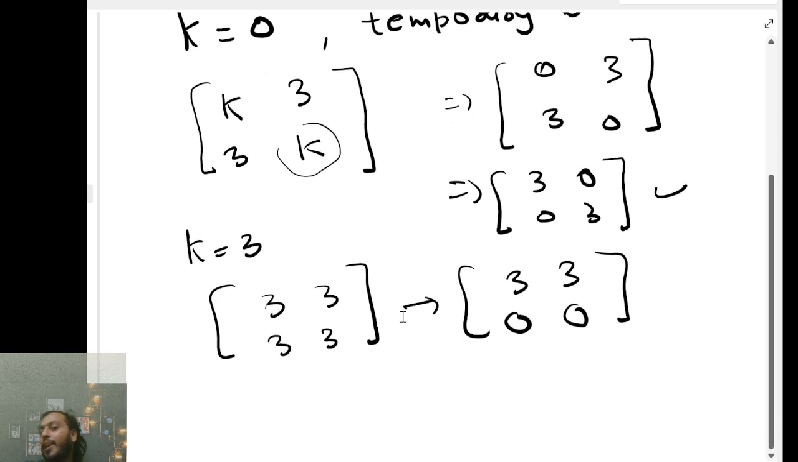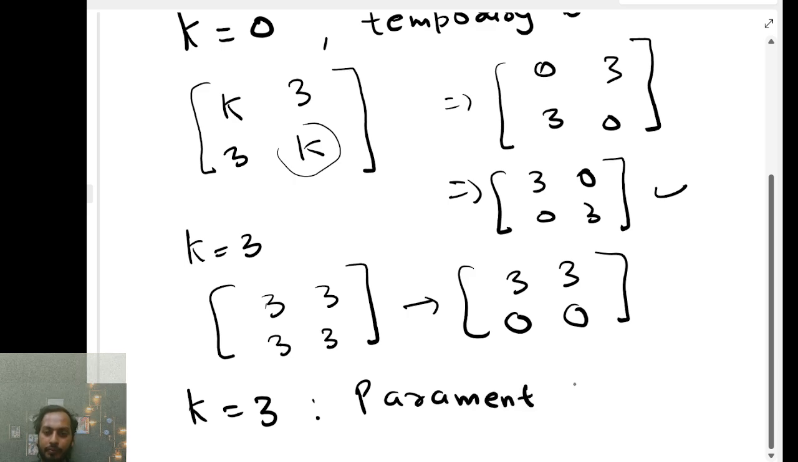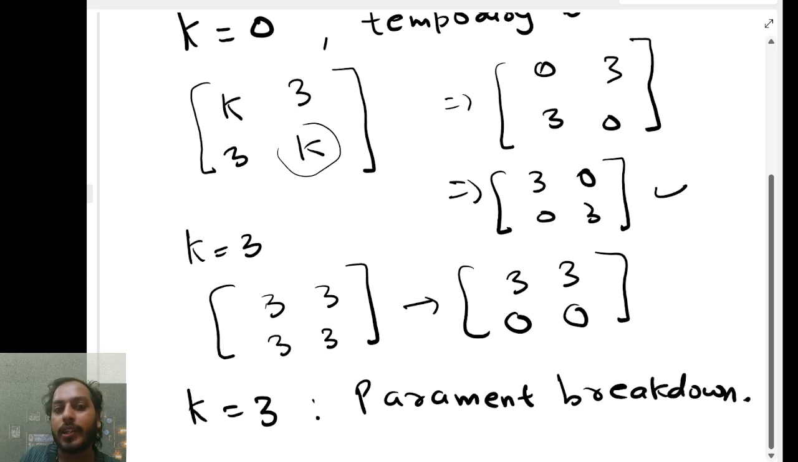Can you think about any other point? So k equal to 3 will create a permanent breakdown. Am I right? Okay. Now can you tell me any other point which can create a permanent breakdown?